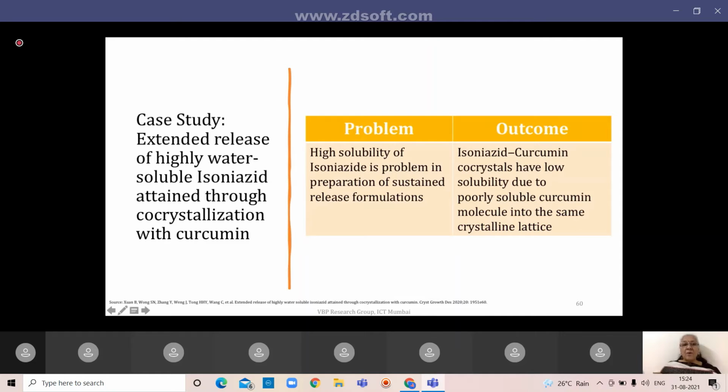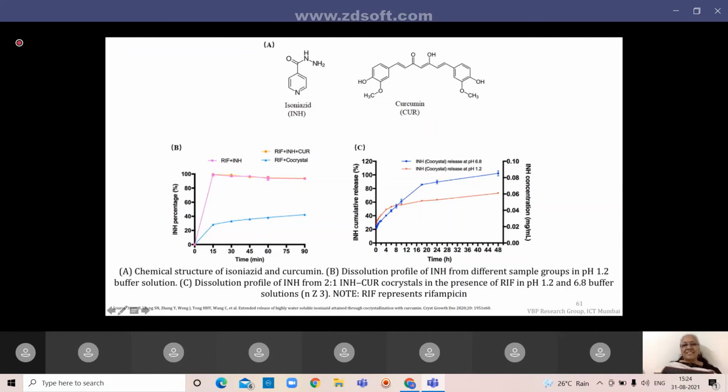Isoniazid, which is a highly water soluble drug, they have formed a co-crystal with curcumin. You know, curcumin is not soluble. So by forming the isoniazid-curcumin co-crystal, they have attained sustained release.